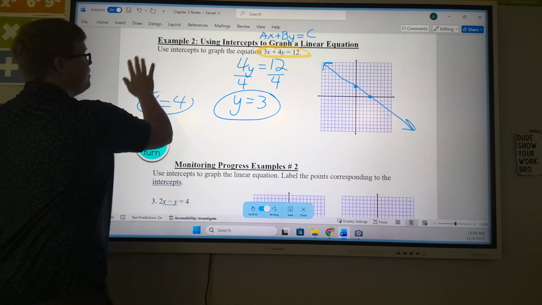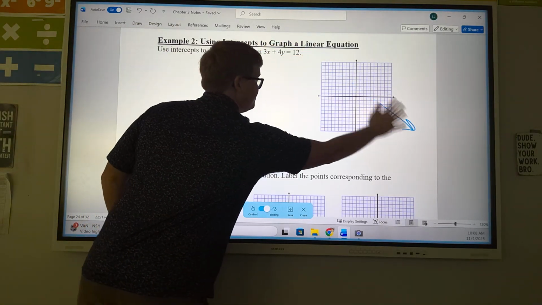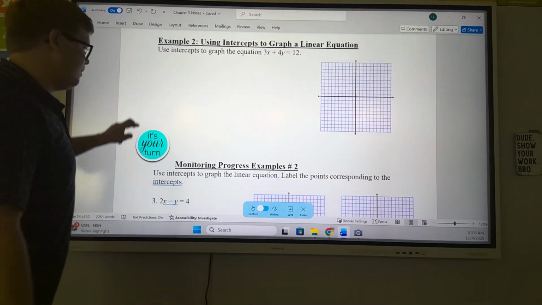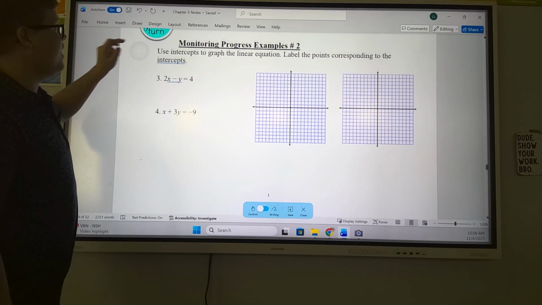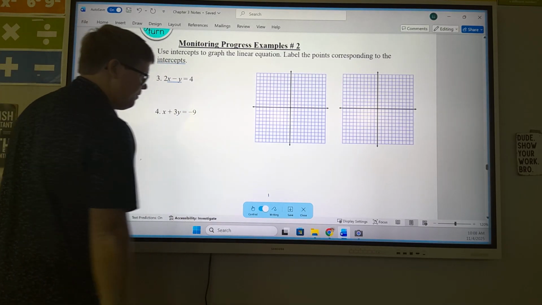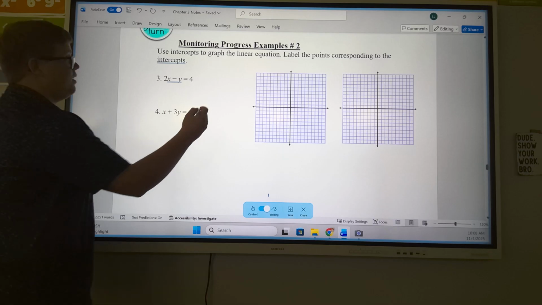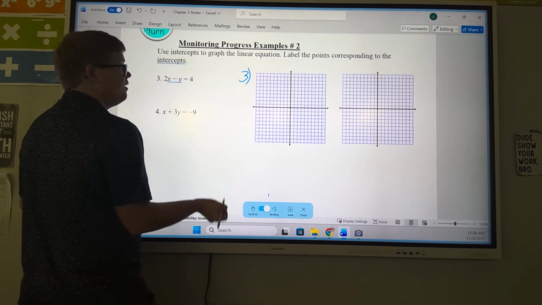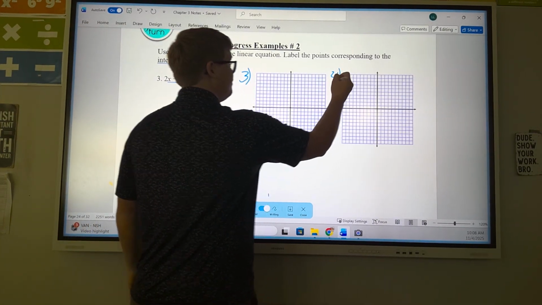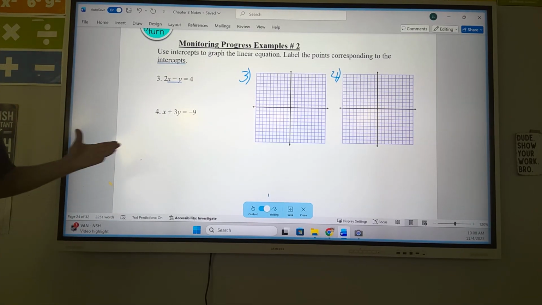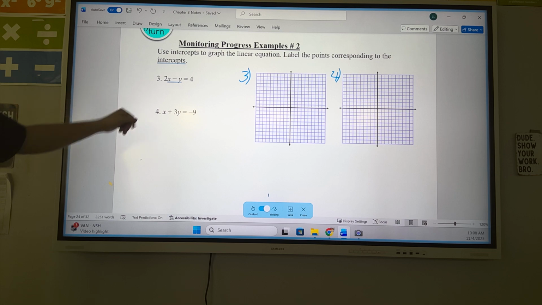Okay, moving on. Go ahead and try the monitoring progress. What I would recommend doing is making this graph 3, this graph number 4. Go ahead and pause the video, solve both of these, find the intercepts, and graph, and then we can check together.